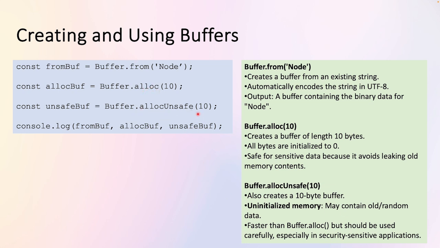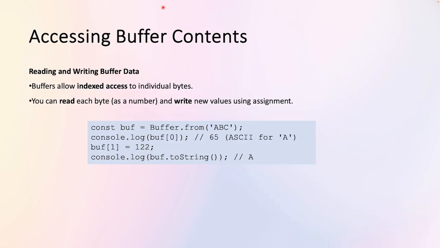in this case, if I provide 10 to allocUnsafe, it creates a 10-byte buffer, but it does not initialize anything. It can contain old leftover values of other buffers. So if somebody directly uses allocUnsafe and tries to print it, it might give you wrong information. So you have to make sure you clear the entire buffer and assign a particular value when you are utilizing it.